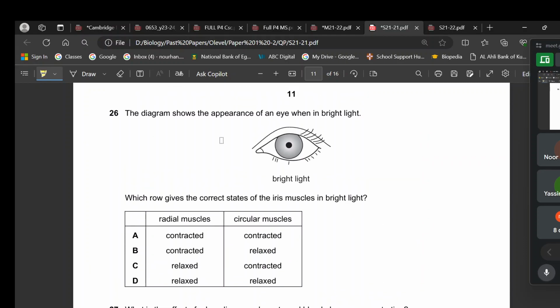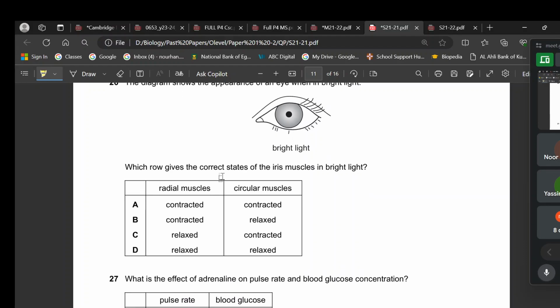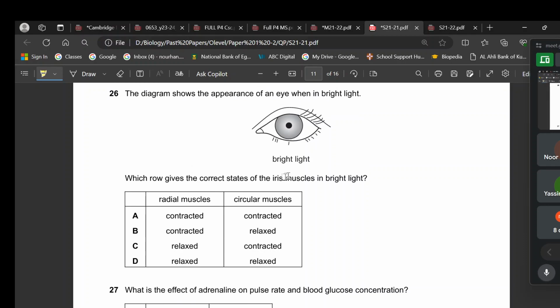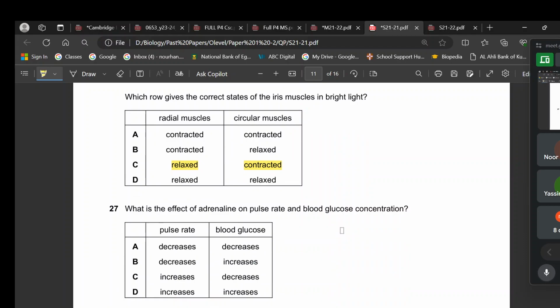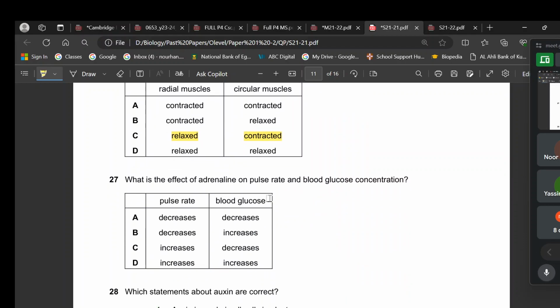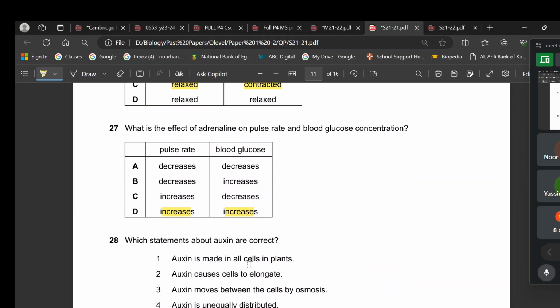Okay. The diagram shows the appearance of an eye when in bright light. Which row gives the correct states of the iris muscle in bright light? Iris muscle in bright light. In bright light, circular muscle contracts. Therefore, the radial relaxes. What is the effect of adrenaline on the pulse rate and the blood glucose? It increases the pulse rate, it increases the blood glucose in order to give you more energy for the activity you are doing.